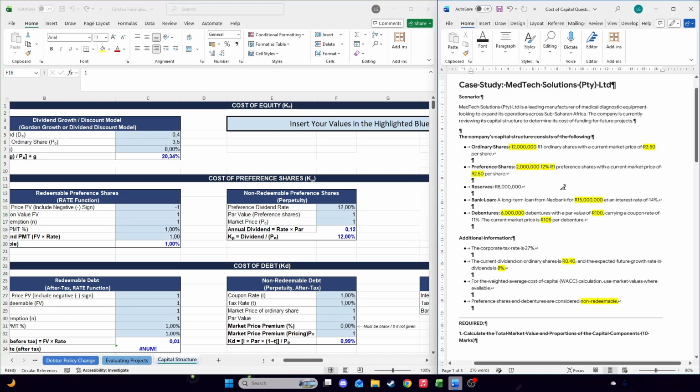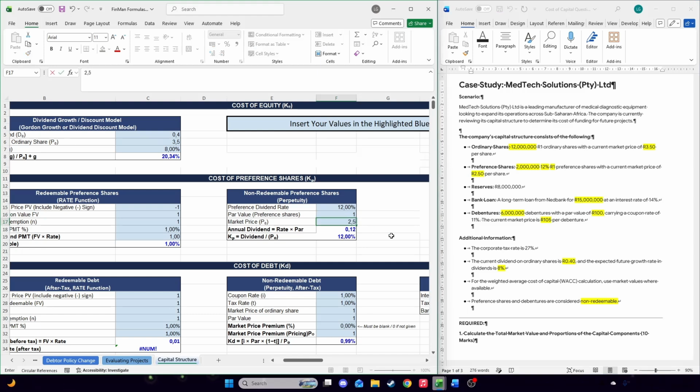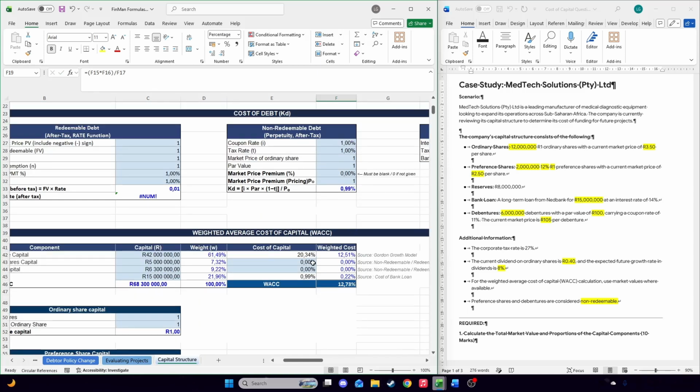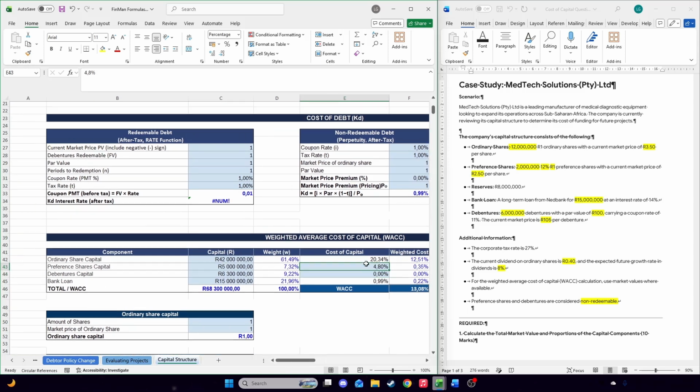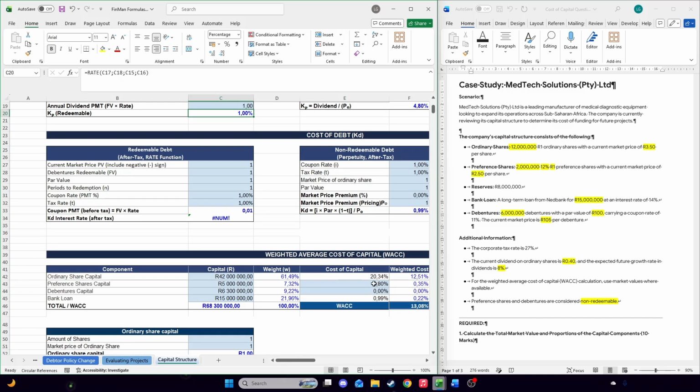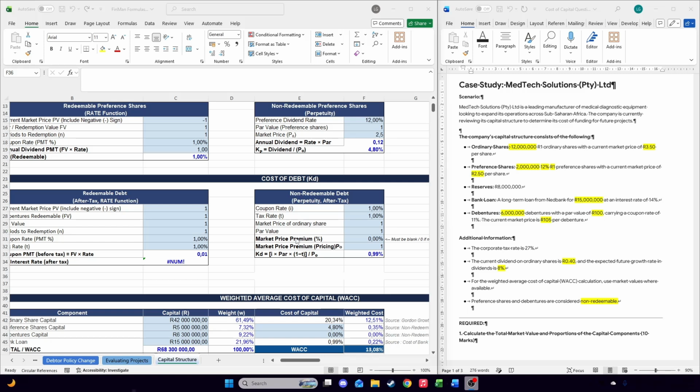And par value is basically the price the share was at when it was first issued. So when they first gave the share out, it was at R1 and it increased to 2.5 Rand. So that's the market price of the current preference share. Please note that preference shares are different to ordinary shares. This will give you an answer of 4.8%, which you can then put in right here with preference share capital. If you were to use redeemable preference shares and get an answer over here, you would insert that answer over there instead.